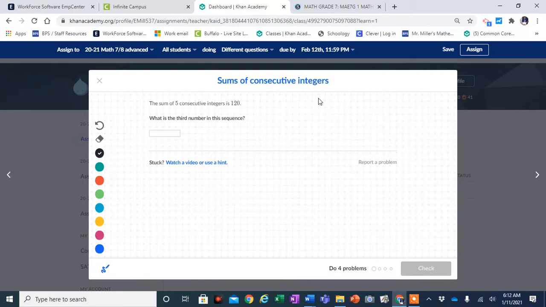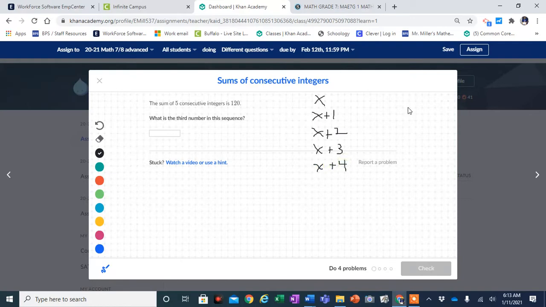If they're consecutive integers, that would mean your first integer would be x. Your next integer would be x plus 1. Your next integer would be x plus 2. The next one would be x plus 3. The next one would be x plus 4.